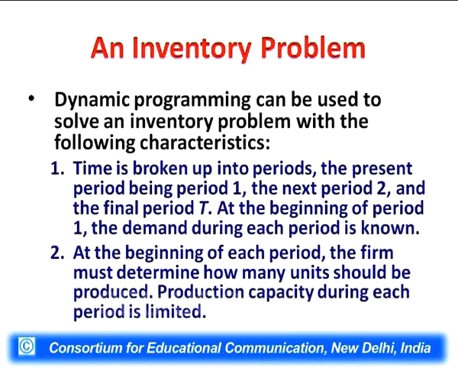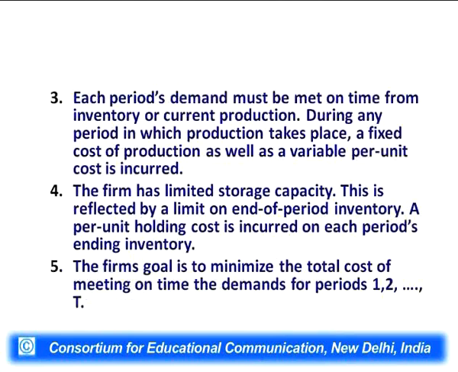At the beginning of each period, the firm must determine how many units should be produced. Capacity during each period is limited. How much production to be carried out should be known. Point number 3, each period's demand must be met on time from inventory or current production. So, there is an outside demand for a certain product, and that should be met either through inventory or through production. That must be the rule.